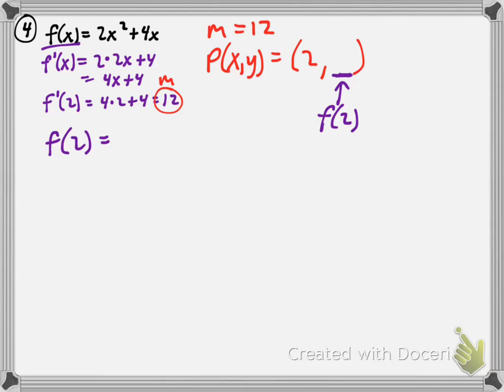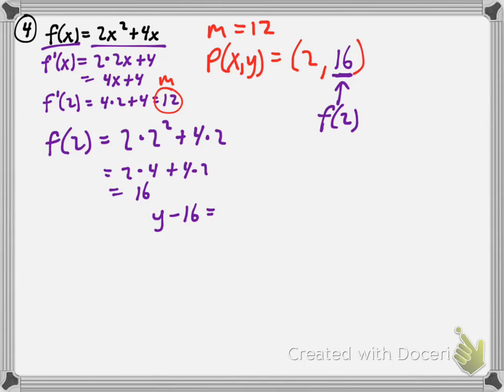Well, f of x is 2x squared plus 4x, so f of 2 must be 2 times 2 squared plus 4 times 2. Let's not forget the stuff that you learned back in Algebra 1. So we have 2 times 4 plus 4 times 2, so we have 8 plus 8, or 16. So 16 is the y coordinate. If we want the equation of the tangent line, it's y minus the y coordinate equals the slope, 12, times x minus the x coordinate, so x minus 2. And that's it. That's the equation of the tangent line at x equals 2.